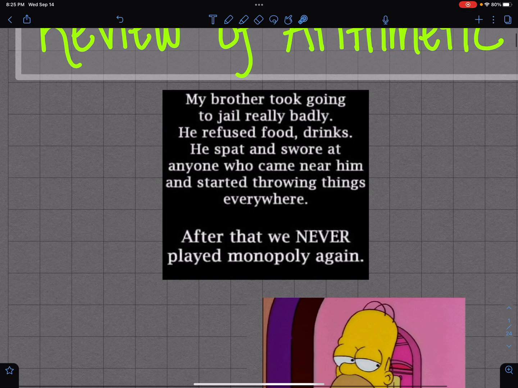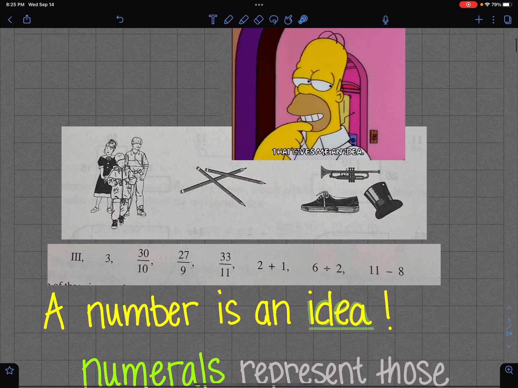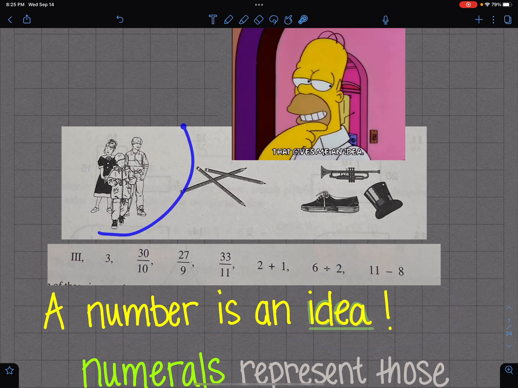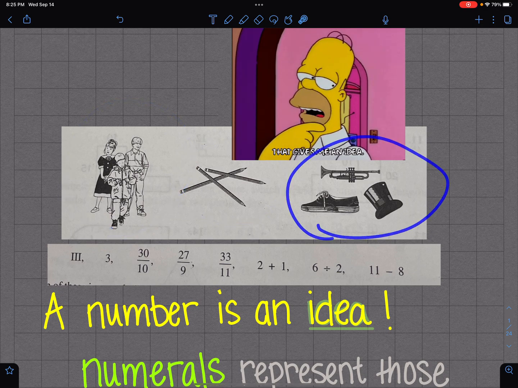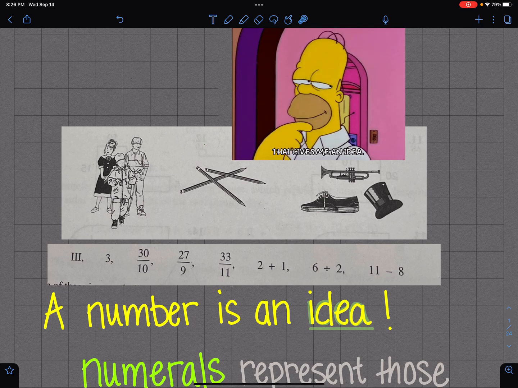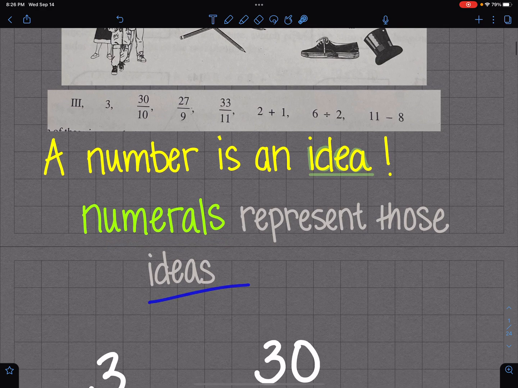All right, let's jump right in. The first thing that we're going to do is it goes over in the lesson that a number is just an idea. So a number is an idea. What does that mean? Well, if you look at these things, they all have the quality of threeness, T-H-R-E-E-N-E-S-S. So this brings to mind the number 3. And of course we use numerals or symbols to represent those ideas. Okay, that's all they want you to know, that a number is an idea.